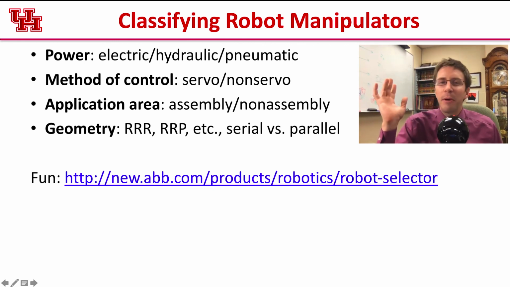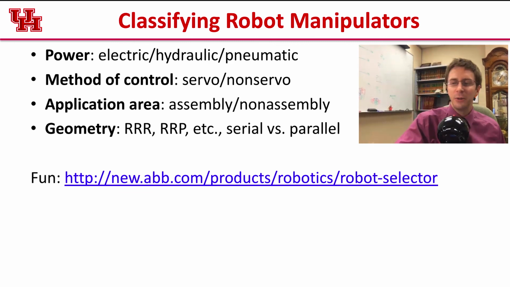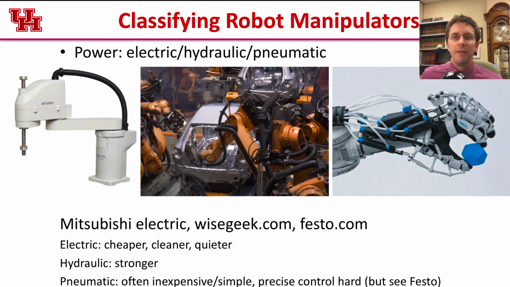There are lots of other ways you can talk about robots. We could talk about their power, or how they're controlled, or whether they're for assembly or non-assembly, or how they're built. And there's a nice link there. ABB has a robot selector tool that you can play with. If we want to talk about how they're powered, on the left, that is a Mitsubishi SCARA robot. Whereas in the middle, we've got a bunch of hydraulic robots that are building cars. And on the right is an all-pneumatic robot.